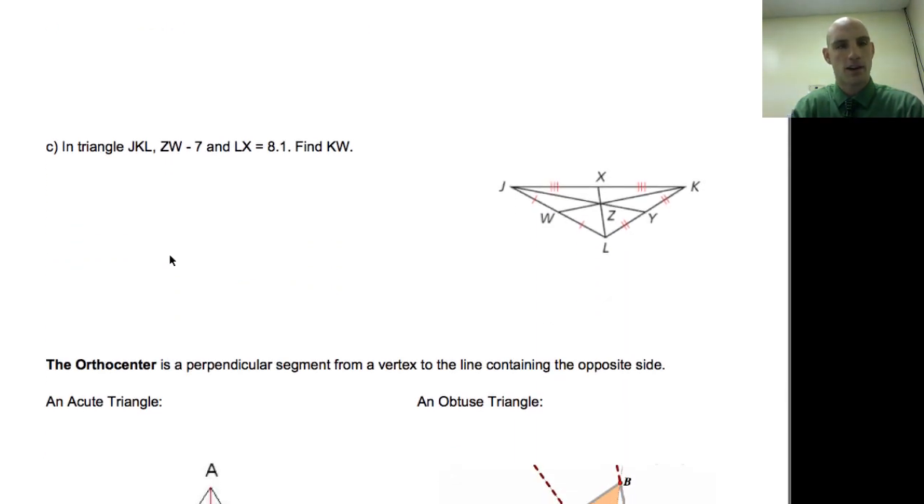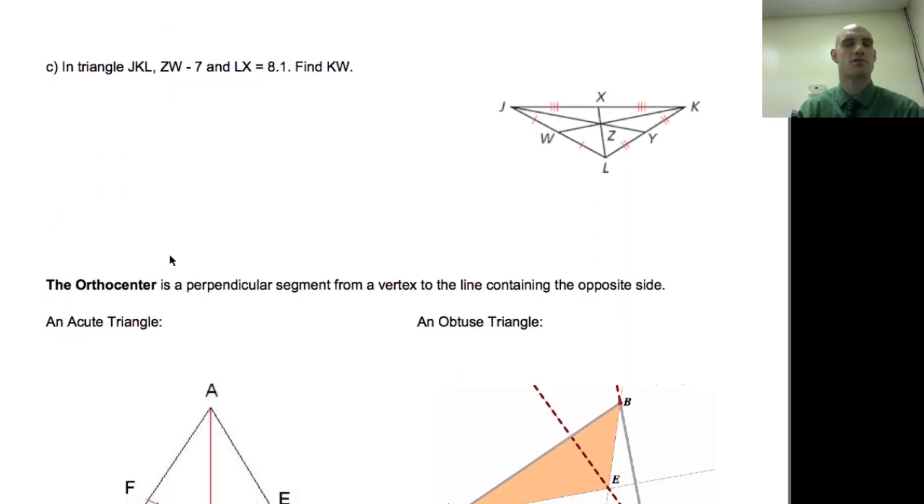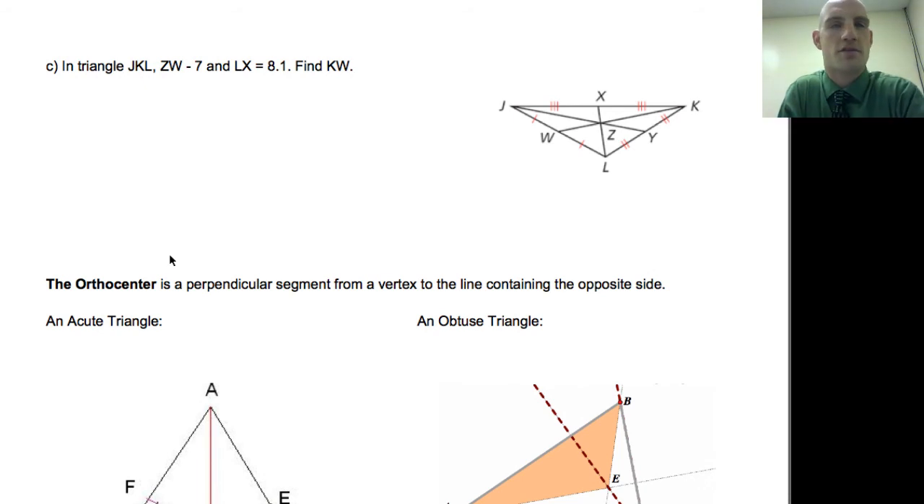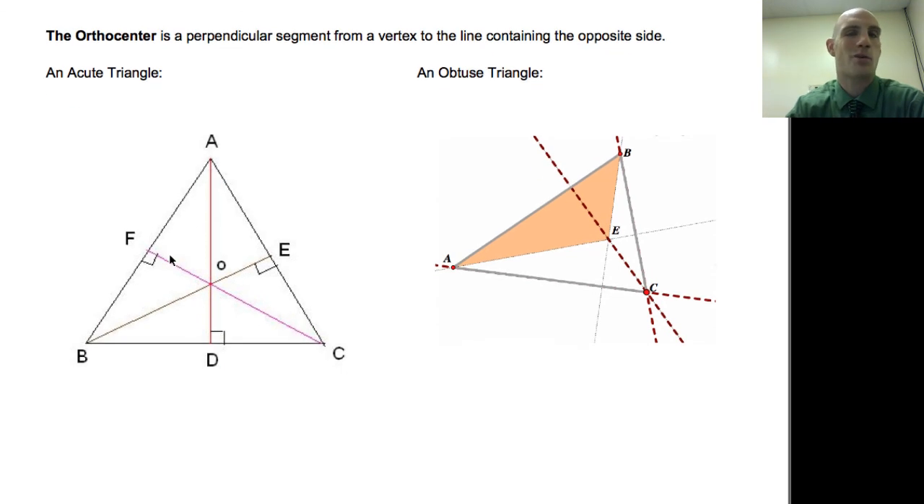Moving down here, I would like for you to see if you can find this one. Okay, see if you can work on letter C by yourself and figure out what the distance is that is KW. One more thing, the orthocenter. The orthocenter is another one of these points that's found in a triangle that's formed by making a perpendicular segment from a vertex to the line containing the opposite side. Here's what it looks like.